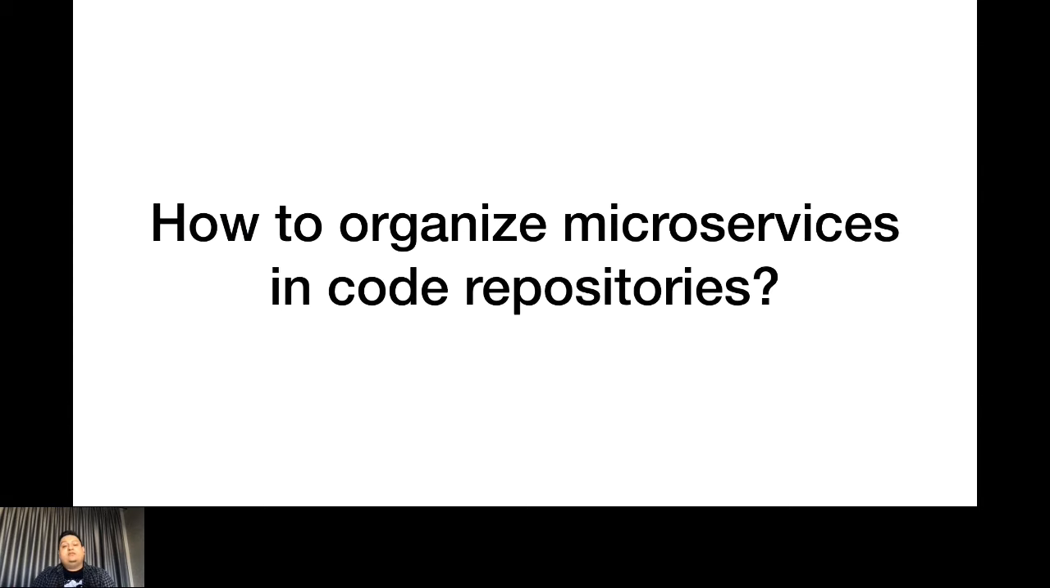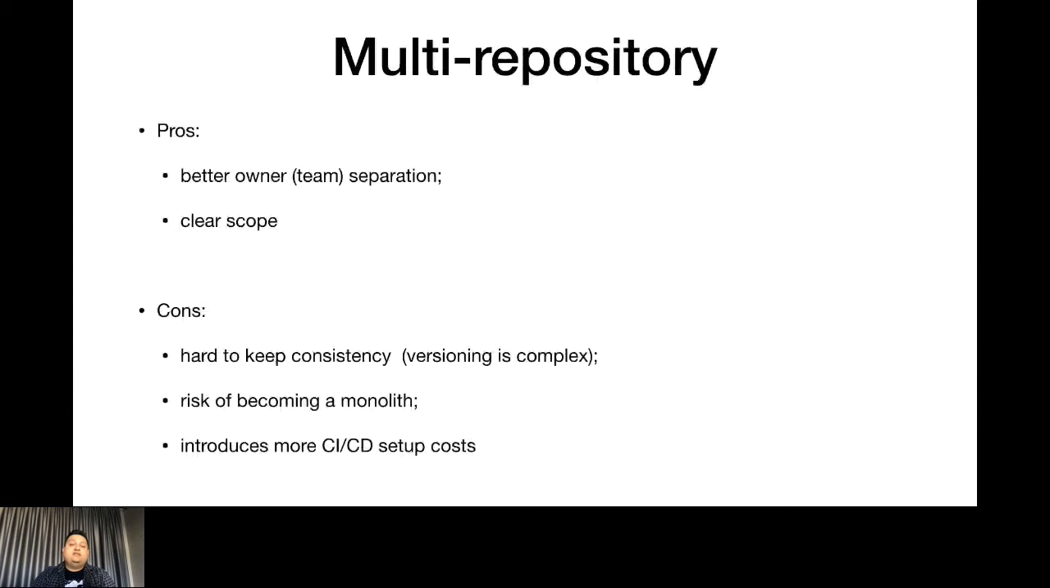There are two approaches when it comes to repositories. The first one is called multi-repository. The good thing here is that we have better owner separation. What I mean is that each repository could be owned by only a single team, so two teams are completely separated from each other. We also have a clear scope, because straight from the repository name we already know its purpose, and we don't need to think about what it may have inside.